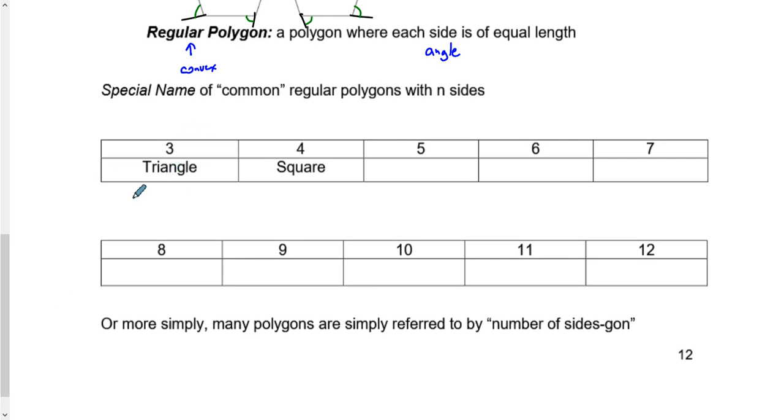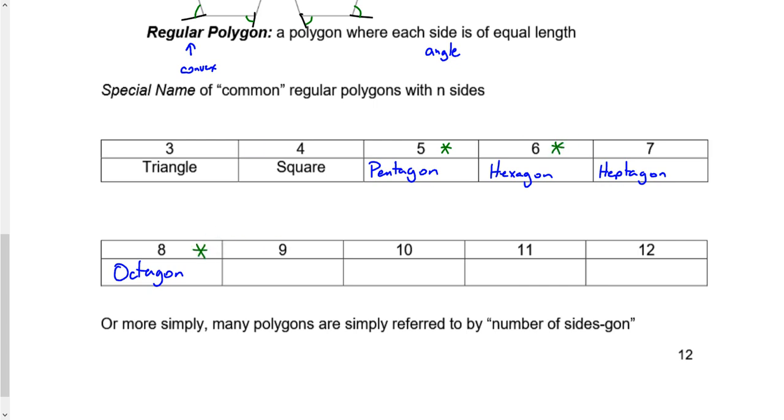Well, a three-sided polygon is a triangle. A four-sided polygon, yes, it's a quadrilateral, but the standard name of that regular polygon is a square. Five-sided is a pentagon. Six, hexagon. Seven, heptagon. Eight, octagon.